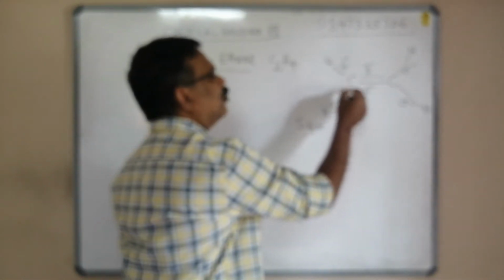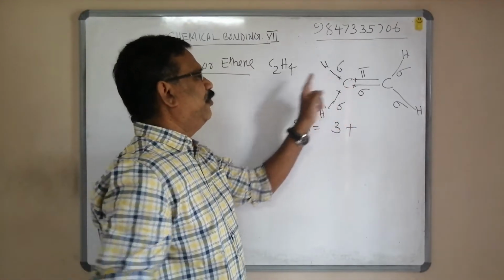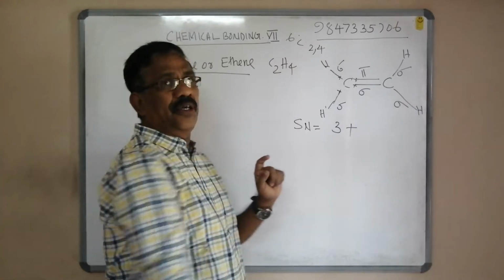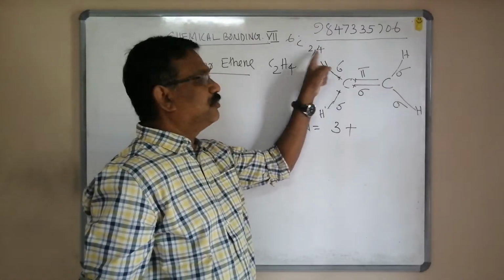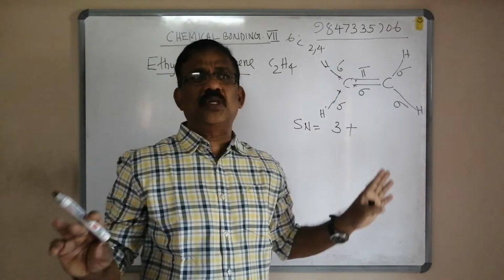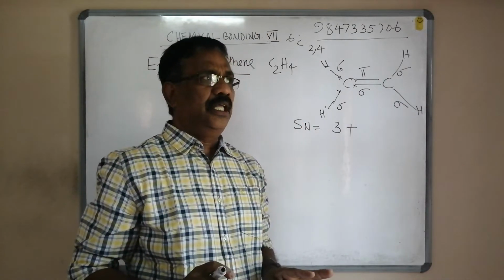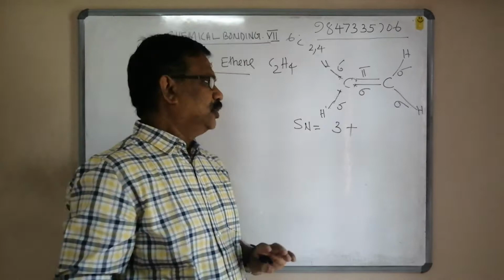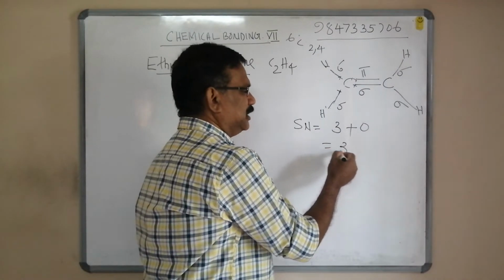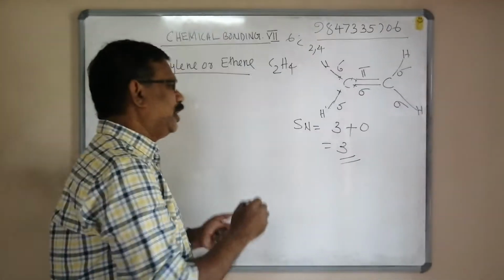Carbon has atomic number 6, electronic configuration 2, 4. The outermost shell contains 4 electrons, and all 4 electrons are involved in covalent bond formation, thereby no lone pair. So 0 lone pair around the carbon. So steric number is equal to 3. 3 means sp2 hybridization.